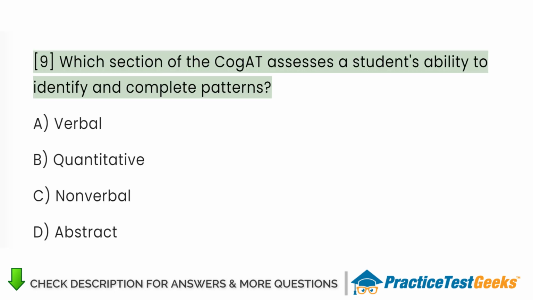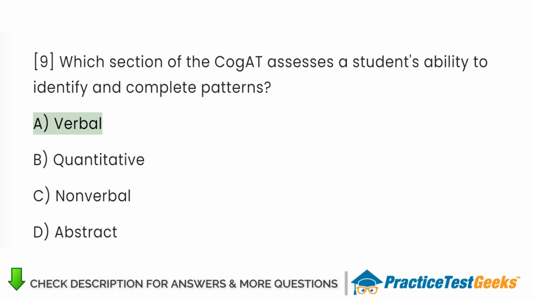Which section of the CogAT assesses a student's ability to identify and complete patterns? A. Verbal. B. Quantitative. C. Nonverbal. D. Abstract.